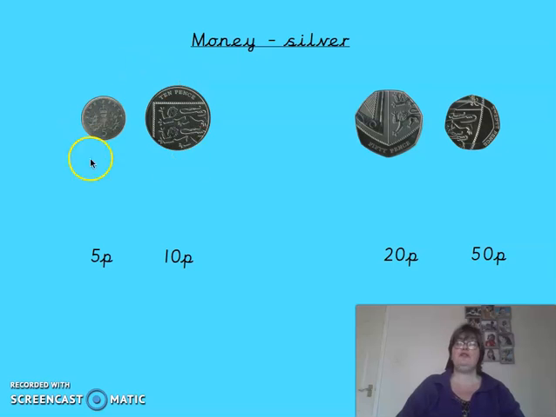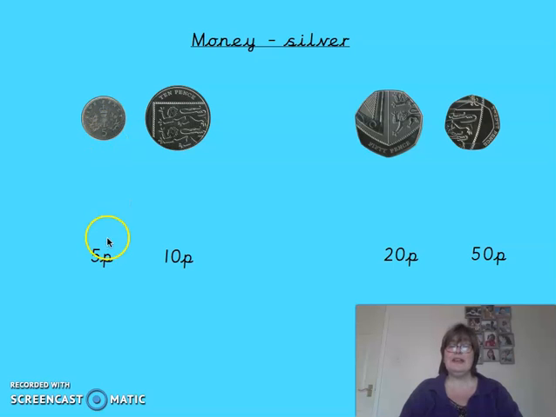So let's have a look at the curved ones first. So our circles. We have 2 circular coins. They both have a number written on them, but one has it written in numbers and one has it written in words, but they both have their value written on them. So what does that number say?